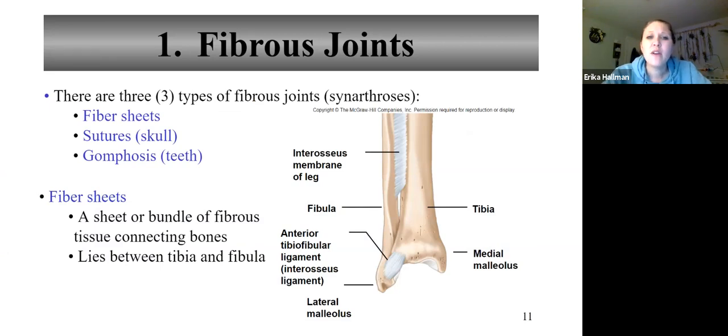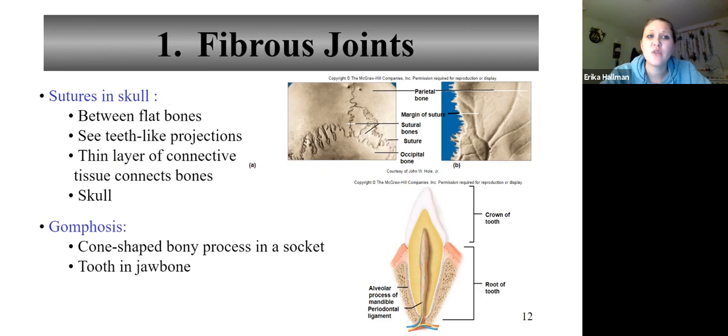There are 3 go-to fibrous joints. The first are called fiber sheets, and these are found usually between long bones, and they will connect or bundle those bones together. There's a very important one that connects the tibia and the fibula in our lower leg. That's the reason why those two bones are separate, but they don't move. They're connected together. The second example of fibrous joints are the sutures in the skull.